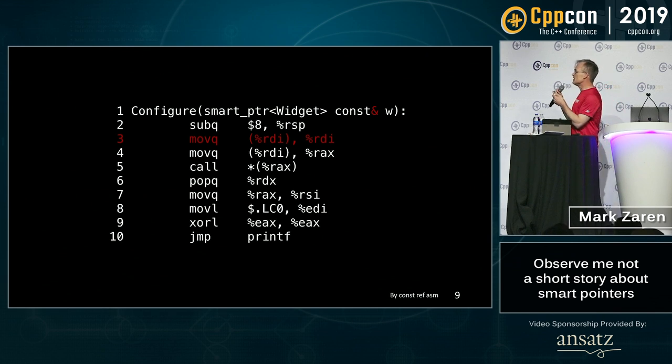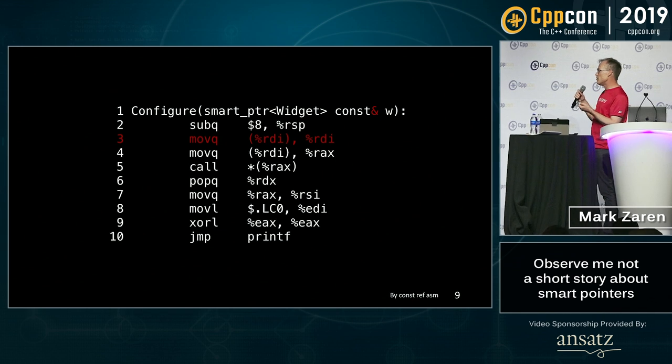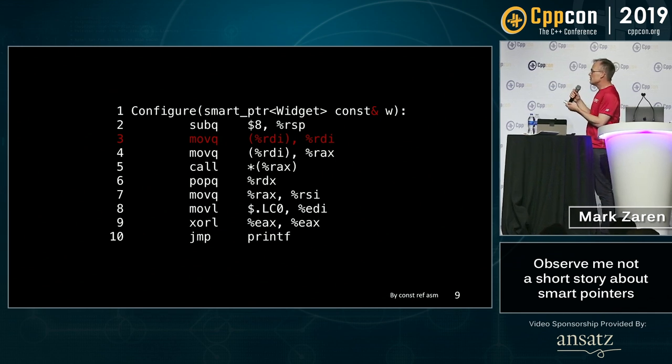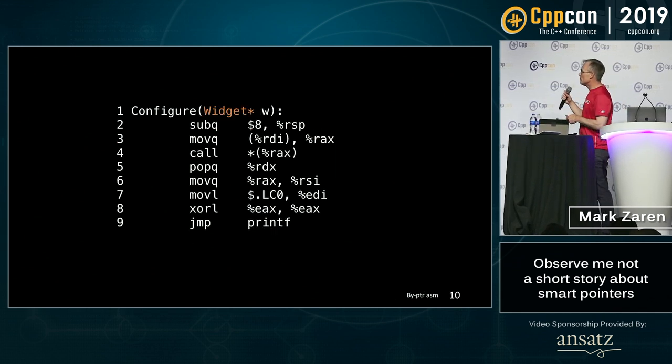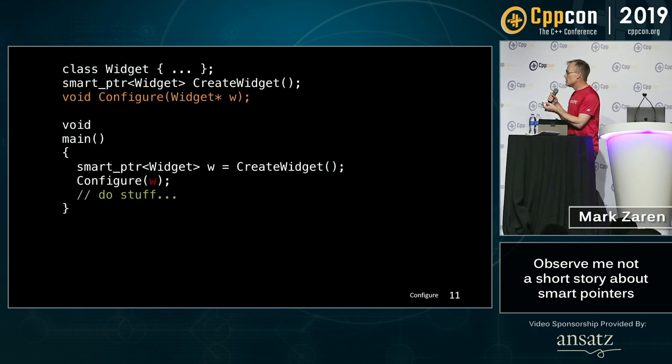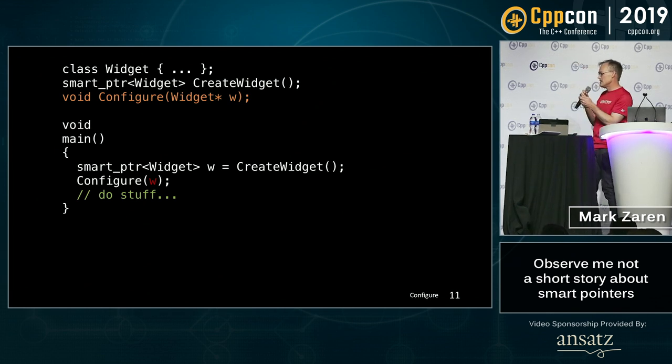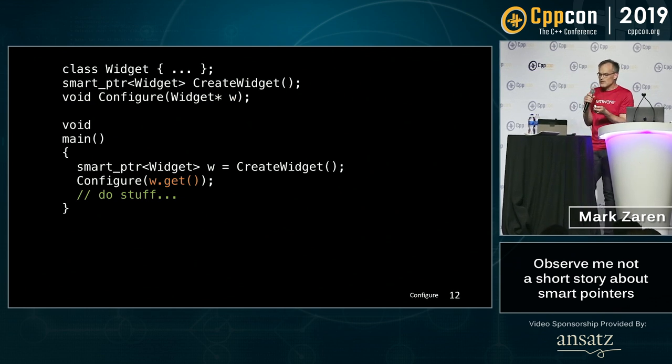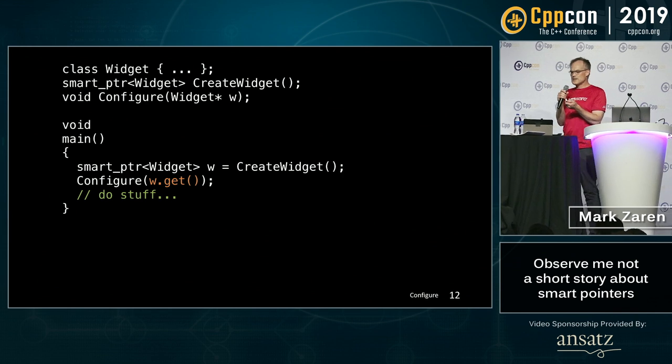Because this is a reference to a smart pointer, it's really a pointer to a pointer, which is not what we want. We really want configure just to take a pointer, and we want to lose the extra dependent load. But if we put that back in our code, it's not going to compile. We have to do something down at the call site. So the normal way to do this is we add a get. But the gets are kind of noisy, so we'd like to think about some other options.